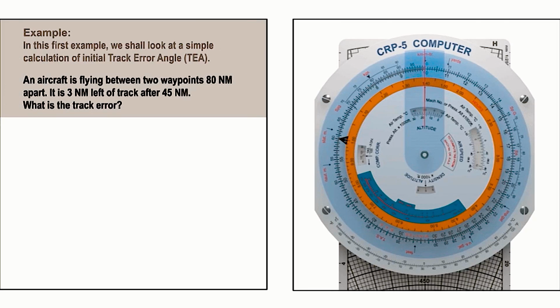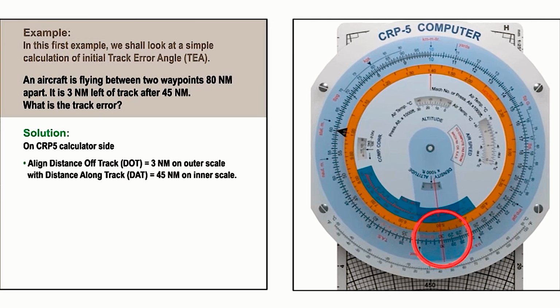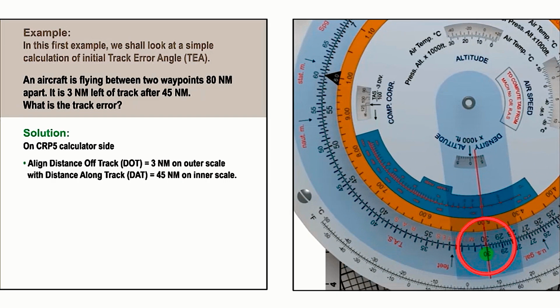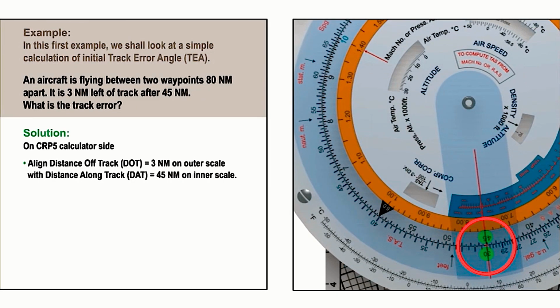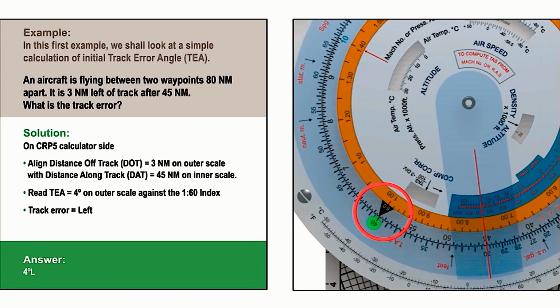In this first example, we are flying between 2 waypoints 80 nautical miles apart and find that we are 3 nautical miles left of track after 45 nautical miles. To find the initial track error angle, we align the distance off track, 3 nautical miles, on the outer scale with the distance along track, 45 nautical miles, on the inner scale. We can now read off the track error angle of 4 degrees against the 1 in 60 black triangle. We were left of track, so our initial track error angle was 4 degrees left.